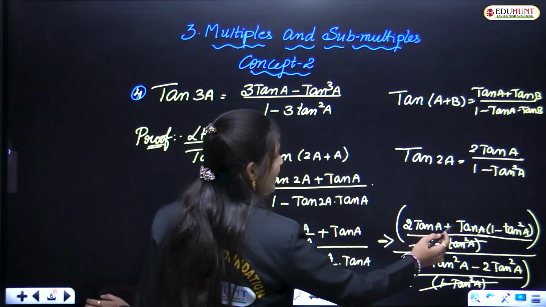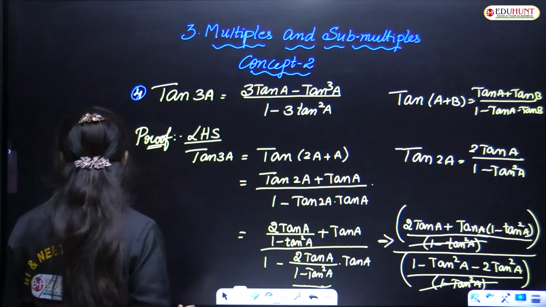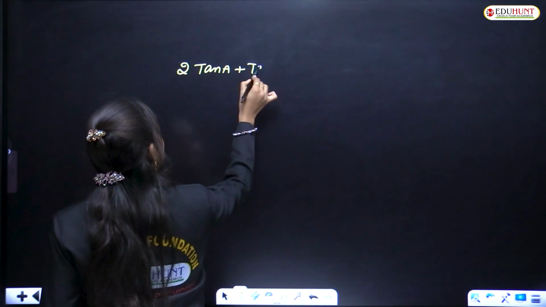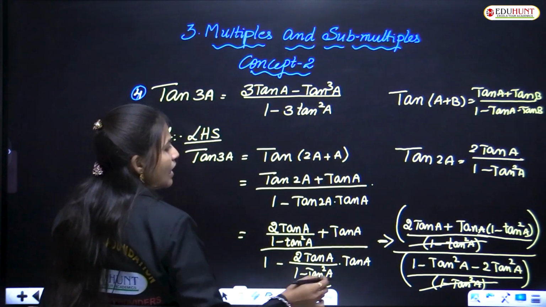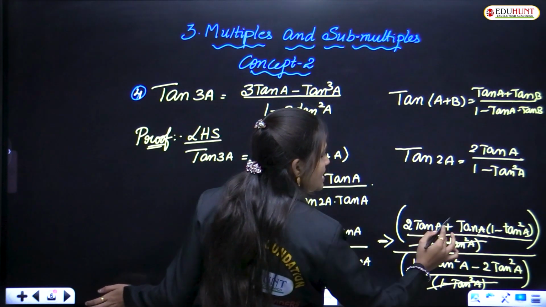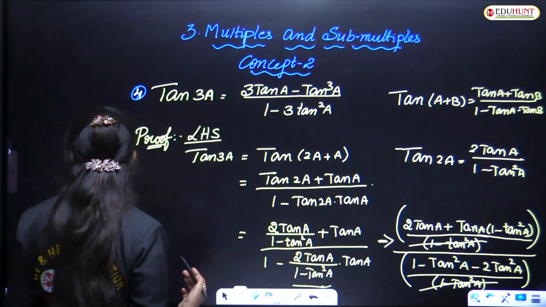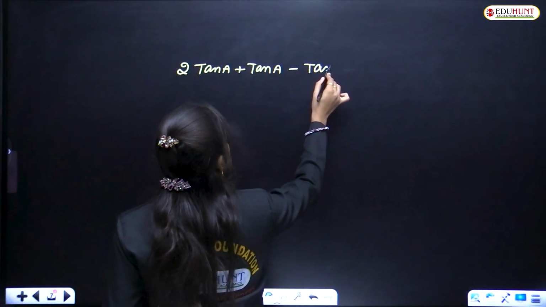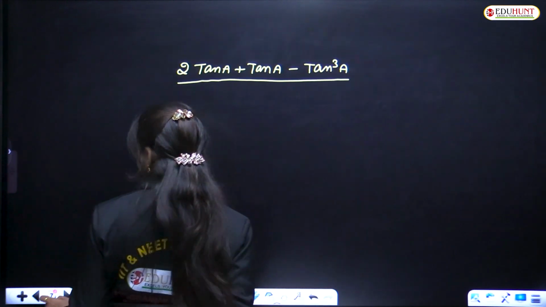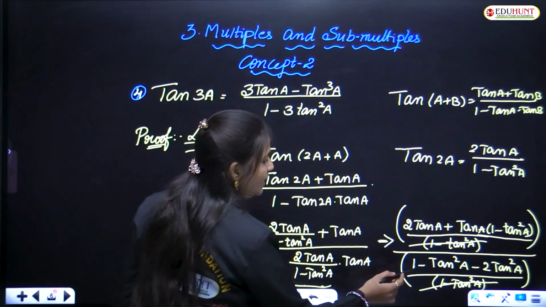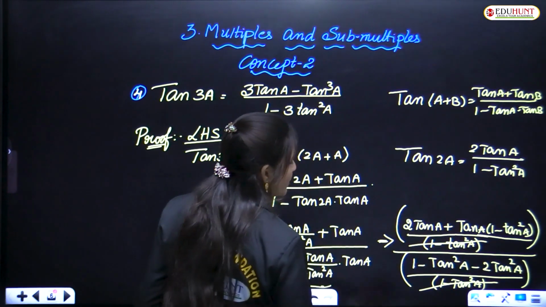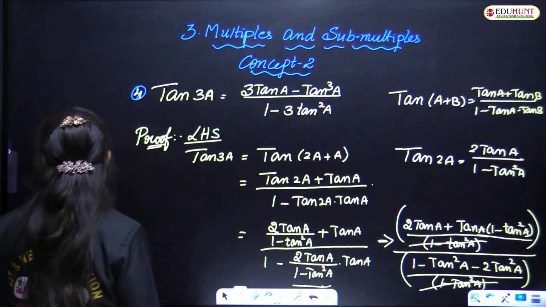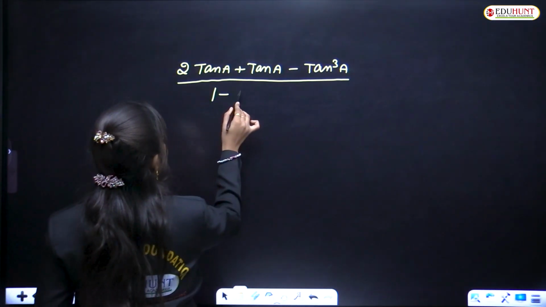So which is equal to 2 tan a plus tan a into 1, which is tan a. And here tan a plus into minus is minus tan a into tan square a, which is minus tan cube a, whole by, in the denominator, 1 minus tan square a minus 2 tan square a. So here 1 time there and here 2 times there, no? So totally 3 times. So 1 minus 3 tan square a.